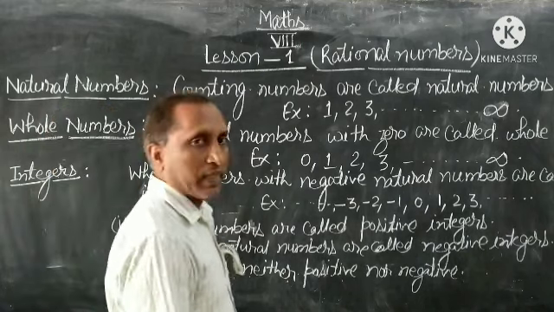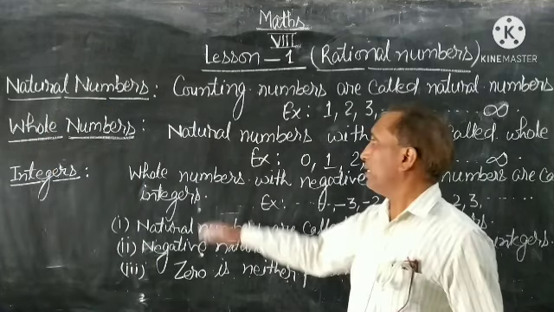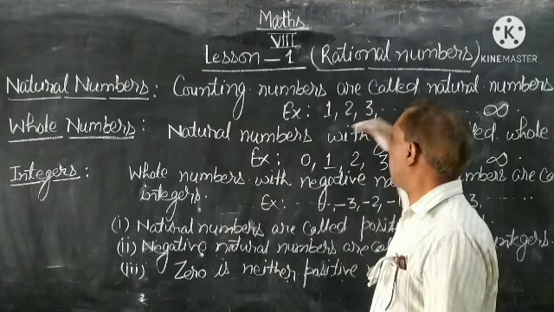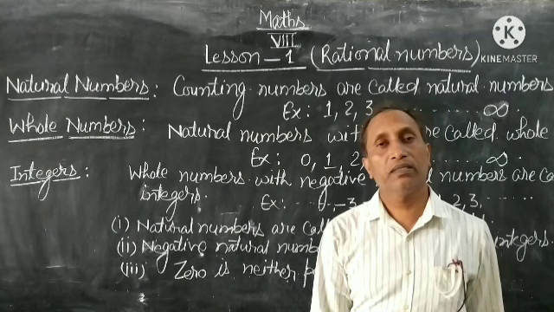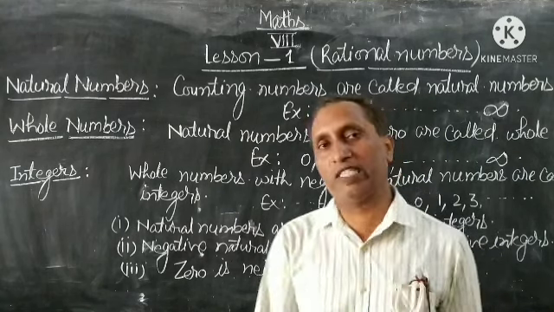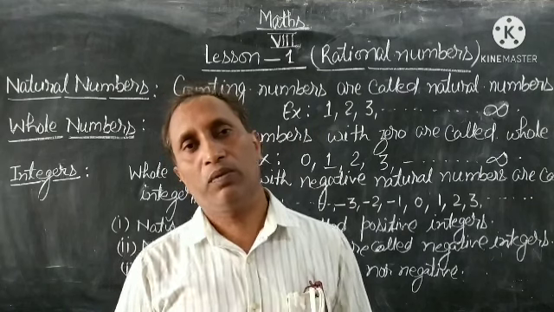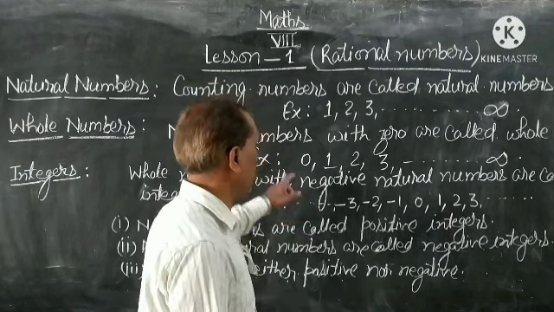Then our second topic is whole numbers, meaning natural numbers with 0 are called whole numbers. This means whole numbers start from 0 to infinity. The smallest whole number is 0.